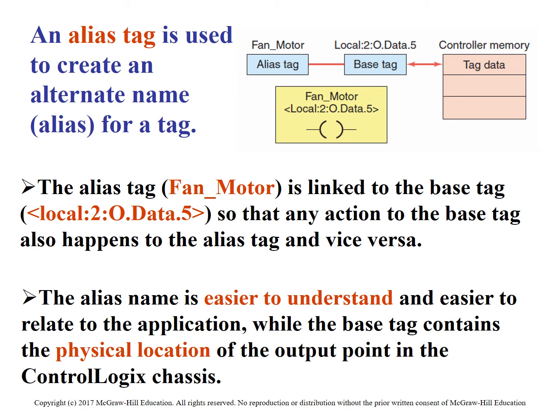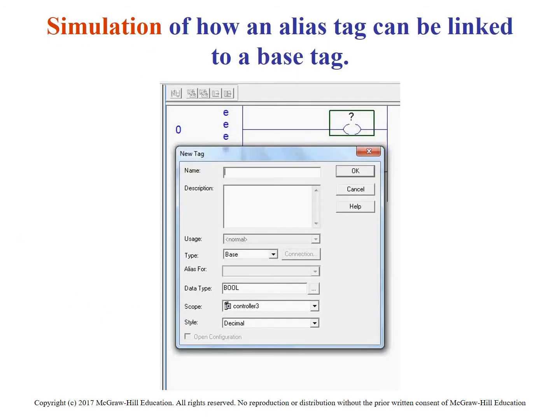In the 5000 program, you're able to use what they call an alias tag to attach to a base tag. As you can see here, you've got a controller memory of Local:2:O.Data.5. This was bit 5 of the output slot 2. That is the base tag, and you can assign an alias tag to that. In this particular case, he used fan motor as an example. And here is a simulation of how that can be done.